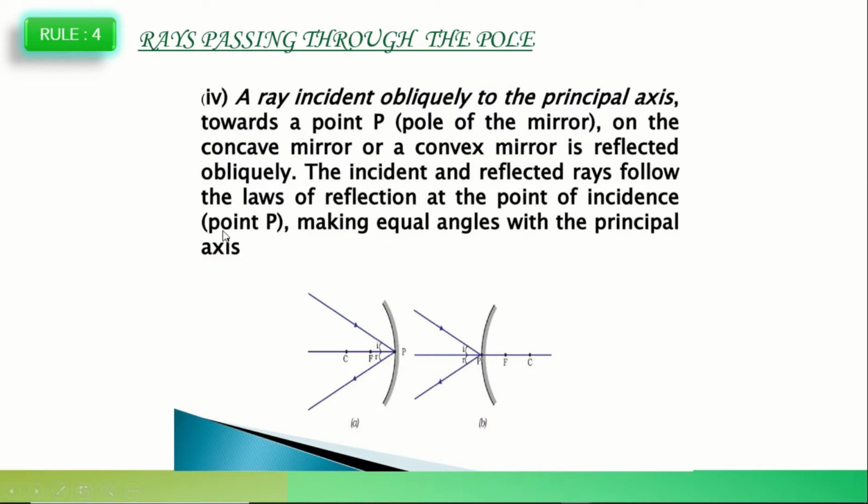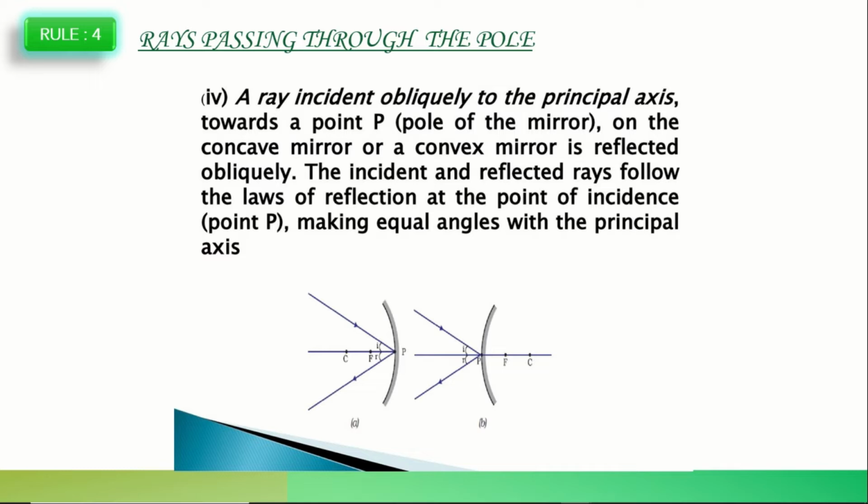Now just watch the diagram here. This is the incident ray. When this is incident on the pole P, the reflected ray also moves obliquely from the pole P, making equal angles at the center. Here the angle of incidence is equal to the angle of reflection. This is in the case of the concave mirror. The same happens in the case of the convex mirror also. When the incident ray falls on the pole of the principal axis, the reflected ray also makes equal angles at the center, so that the angle of incidence is equal to the angle of reflection. This is the case when the rays pass through the pole on the principal axis.